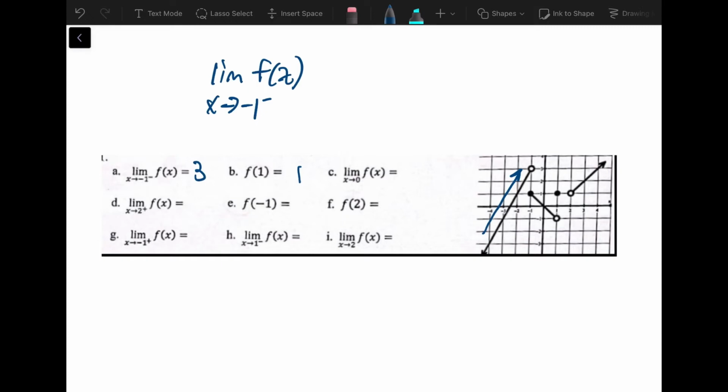F of x as x approaches 0. Now here, if we see here, it's just x approaches 0. There is no symbol or anything, right? So then it's from both sides. So from the top and the bottom, as x approaches 0, f of x approaches 0 as well. So that's convenient.